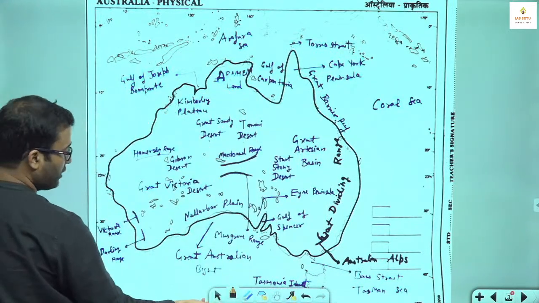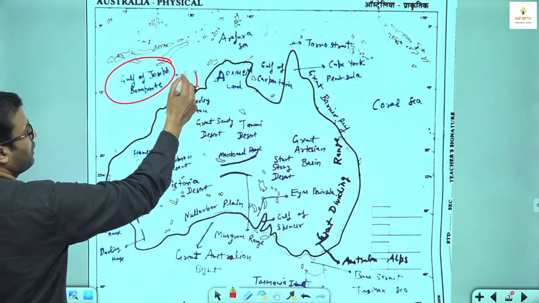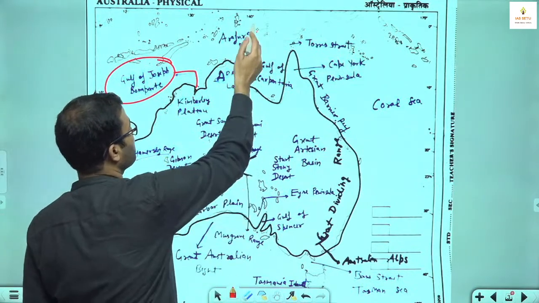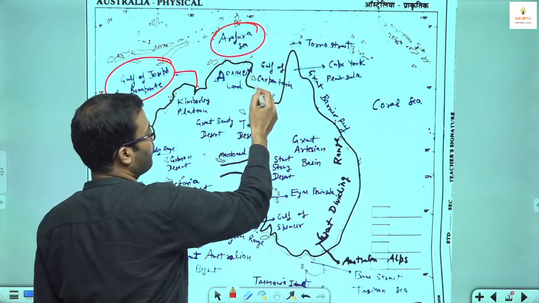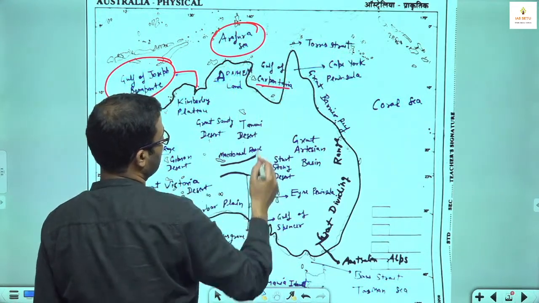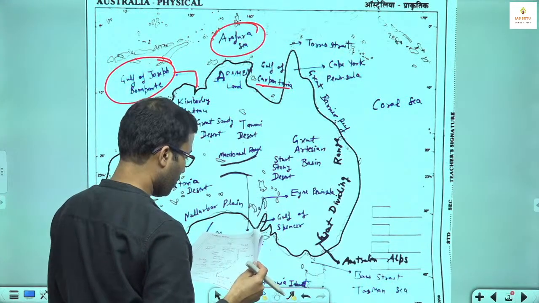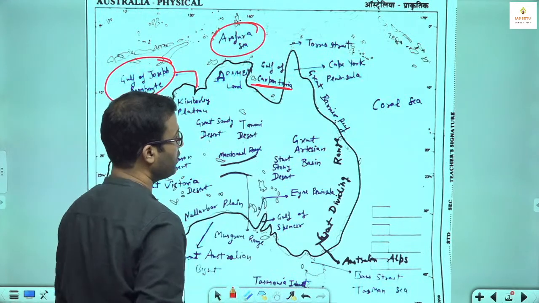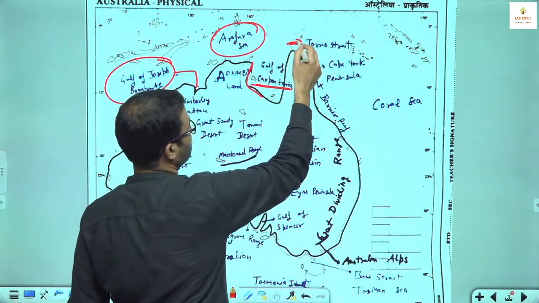So now one by one we start from this Gulf of Joseph Bonaparte. Here this is Arafura Sea. This is Gulf of Carpentaria. Now this is Torres Strait.